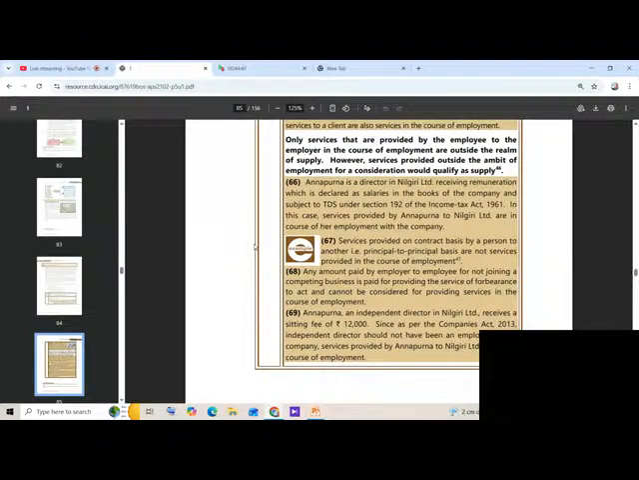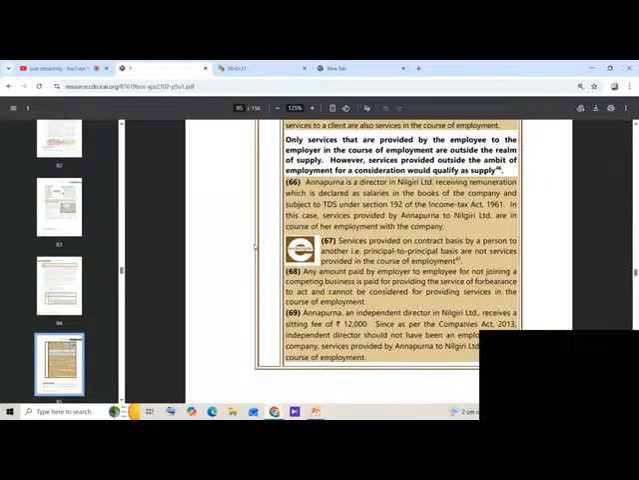Only services that are provided by the employee to the employer in the course of employment are outside the realm of supply. However, services provided outside the ambit of employment for a consideration would qualify as supply. Annapurna is a director of Nilgiri receiving remuneration, which is declared as salaries in the books of the company and subject to TDS under Section 192.